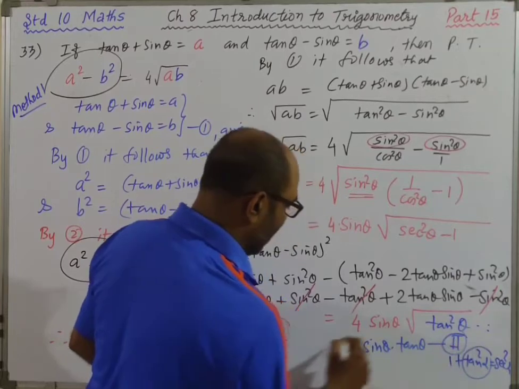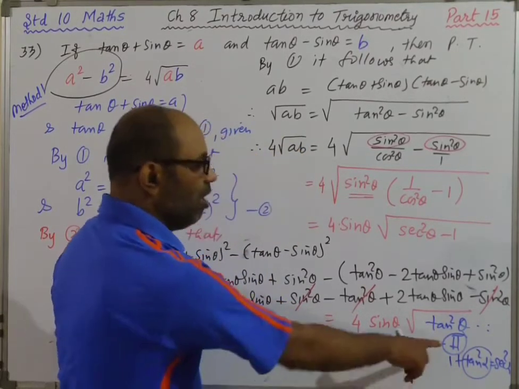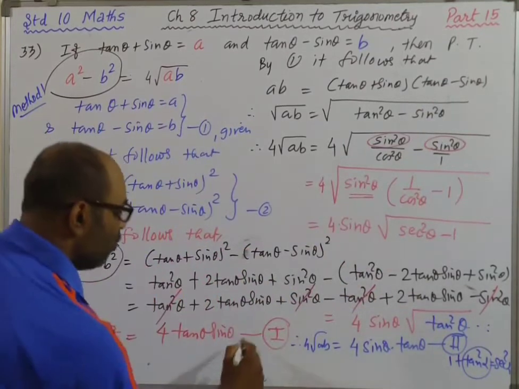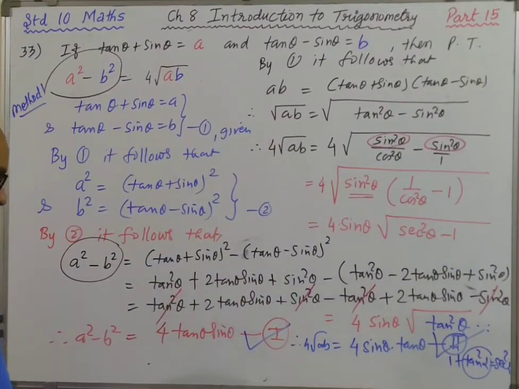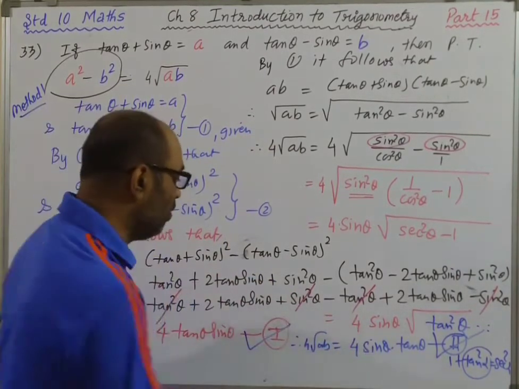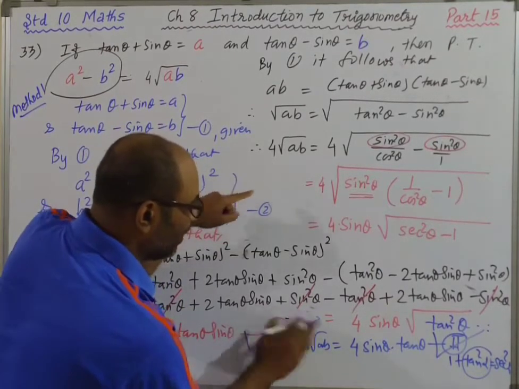This is result second. And left hand side is 4 into root ab. So by first and second, it follows that a square minus b square is equal to, यहाँ क्या था? 4 root ab, I've written it here. Alright.